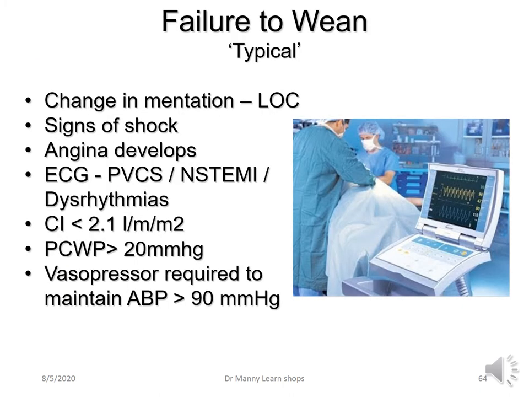How do we know that the patient has failed to wean? Well, as with most situations, there's a change in their mentation and cerebral perfusion, and their level of consciousness changes. There could be signs of shock, decreased tissue perfusion, angina may redevelop, they may have abnormal ECG rhythms, the cardiac index or output may decline, their wedge from the pulmonary artery catheter may elevate again, and they may require vasopressor therapy just to maintain an arterial blood pressure of greater than 90 millimeters of mercury.